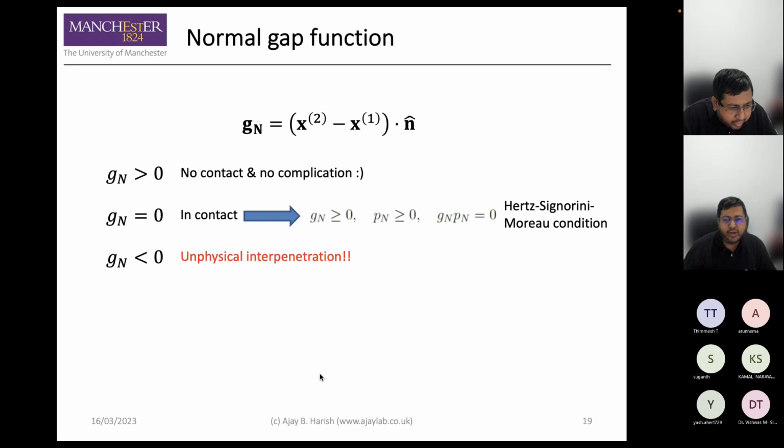So there are three conditions that we look at when we are doing the check, and this comprises the entire idea of contact mechanics. The entire contact mechanics is summarized in this slide.